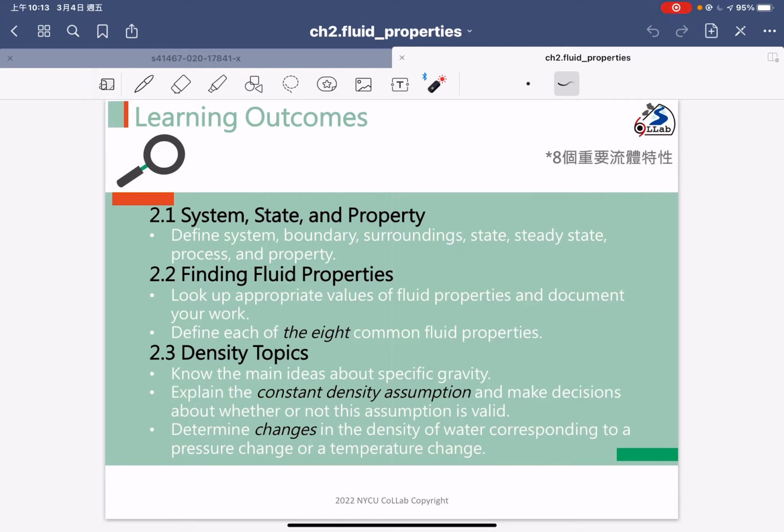But as I said before, the fluid includes 2 materials. One is gas, another is liquid. So the constant density only holds for the liquid, but the gas can change its density. Okay, so I will provide more details later.